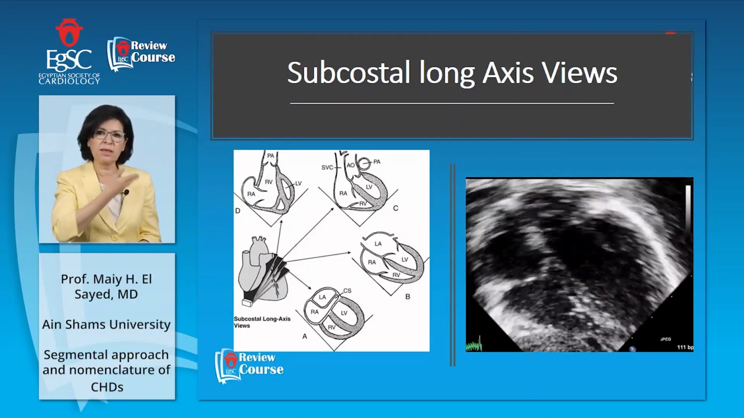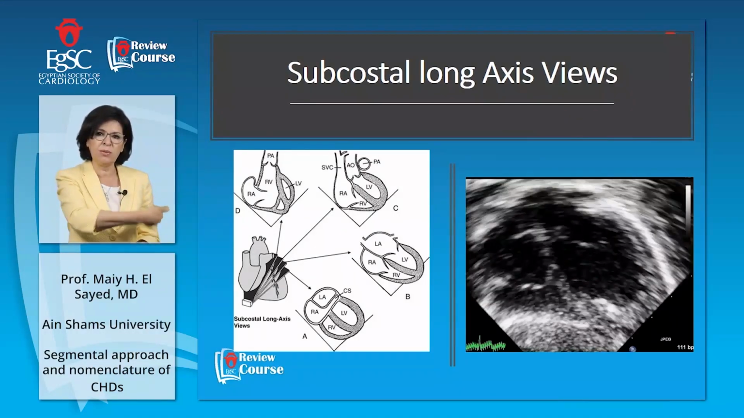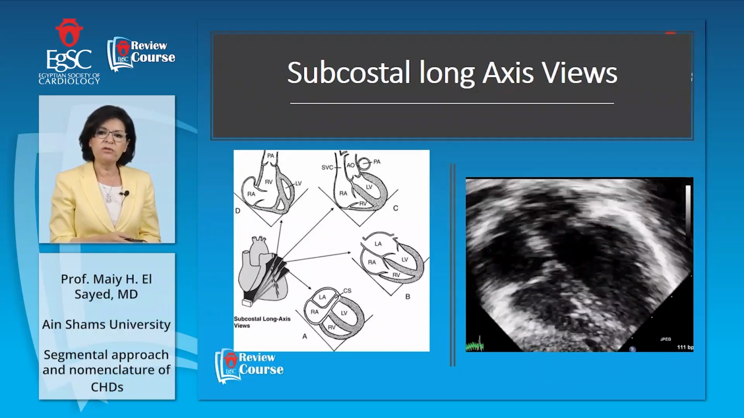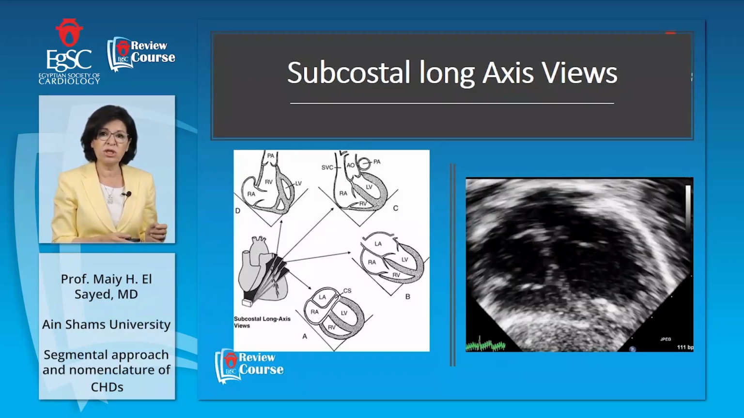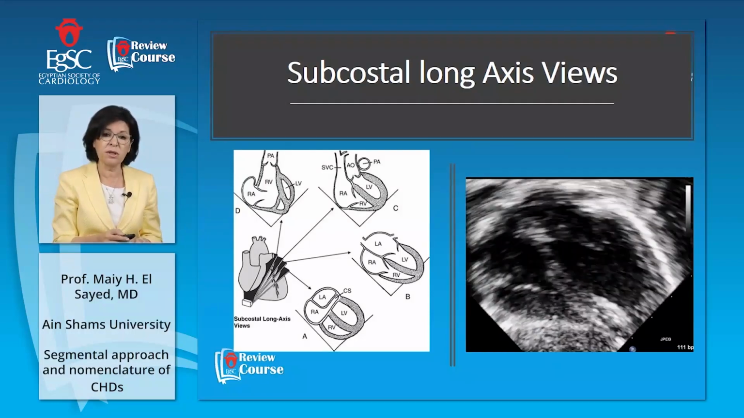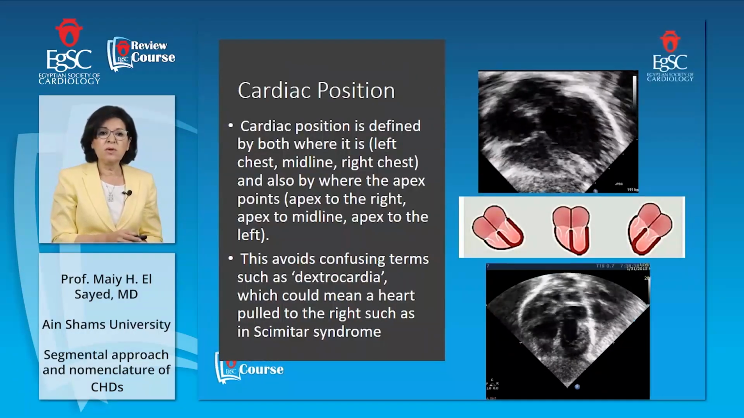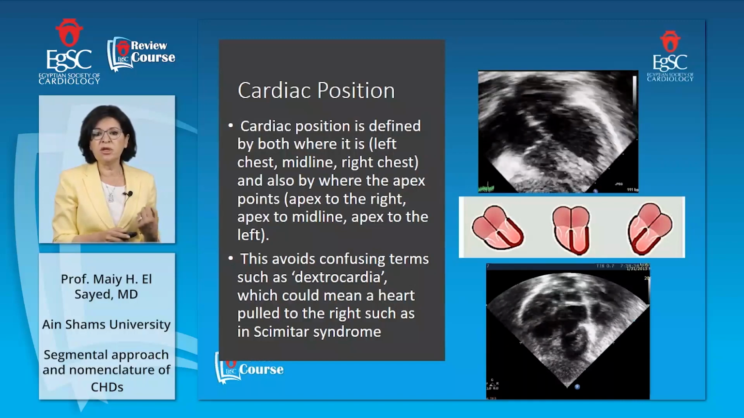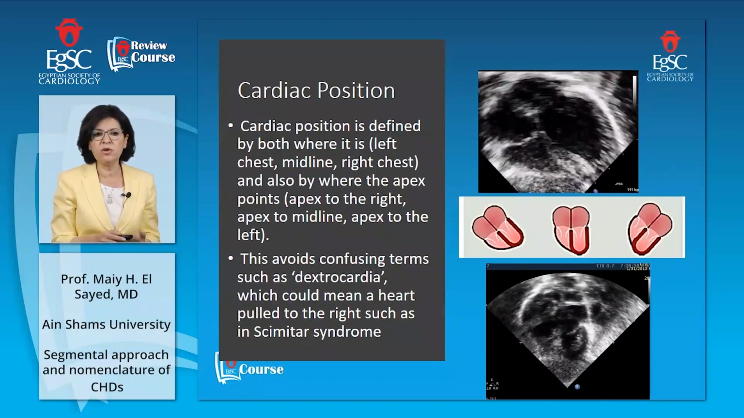I'll use short axis, I'll use long axis, and I'll use apical views and subcostal views. Of course, subcostal views are much easier in children, but you can do this with an apical 4-chamber view for adults. So, cardiac position. First thing you recognize when you put a subcostal view is the cardiac position.